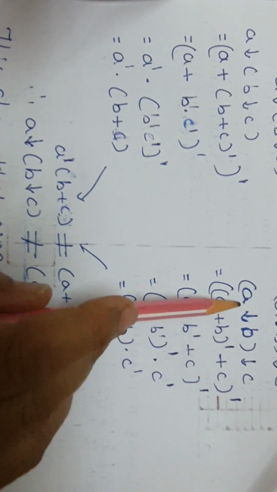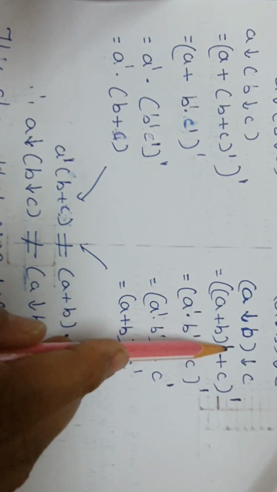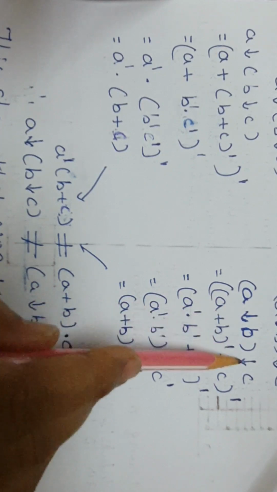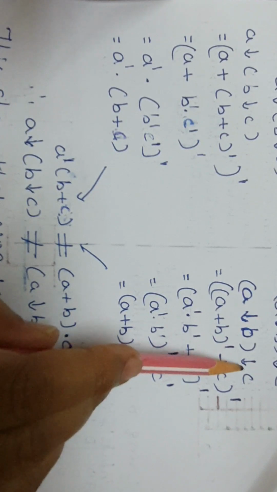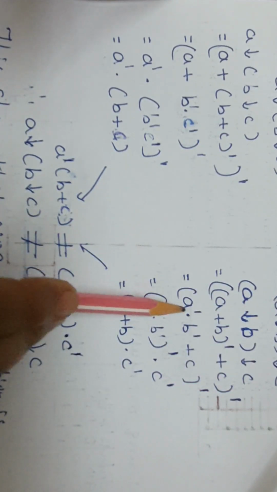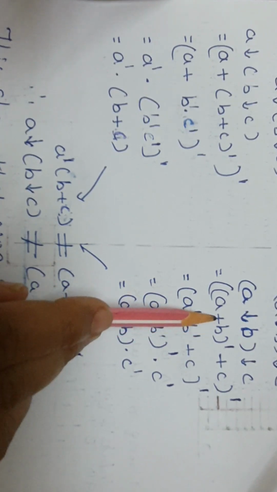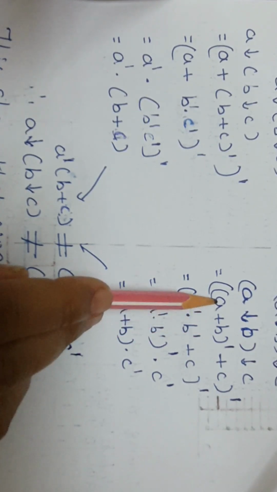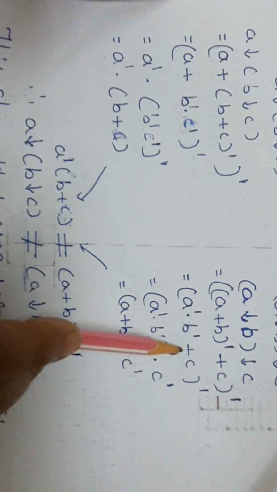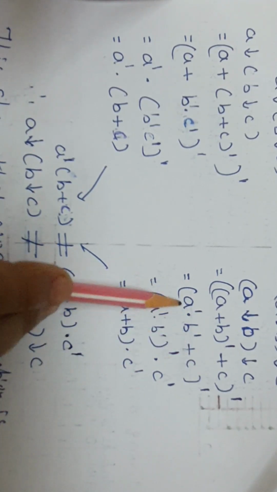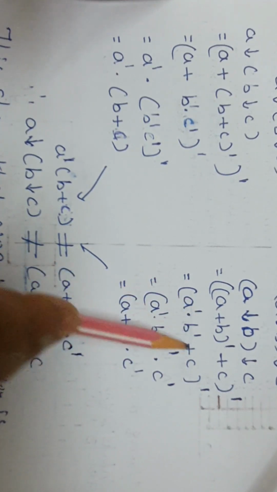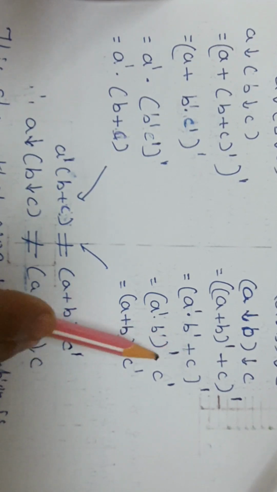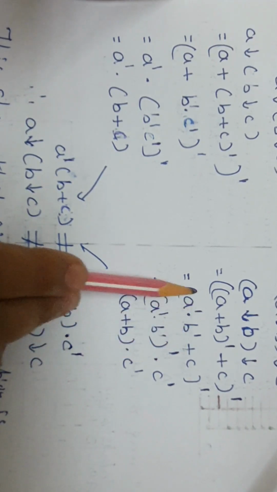Similarly, on this side, A ORed with B, complement gives A NORed with B. Then this is plus, again the complement of the whole block, that is NORed with the whole block. Right. Now (A plus B) complement is A dash and B dash. This OR is replaced by AND, complementing each literal. C is written as it is. Okay. Next, this whole complement: this plus is replaced by dot, meaning OR is replaced by AND, complementing each literal.